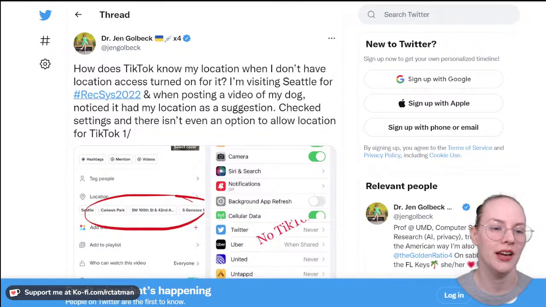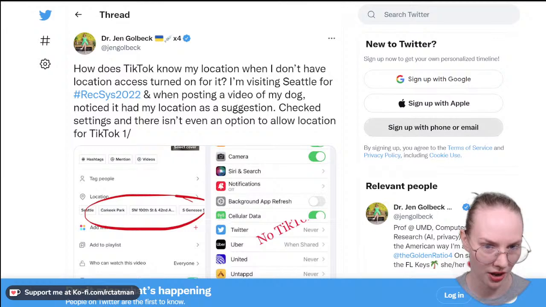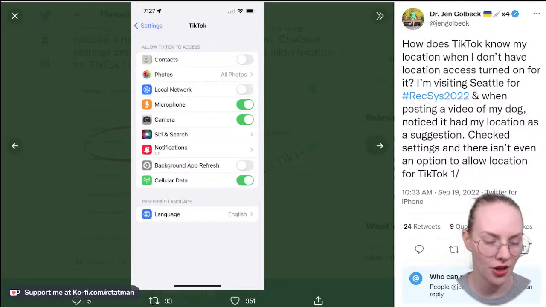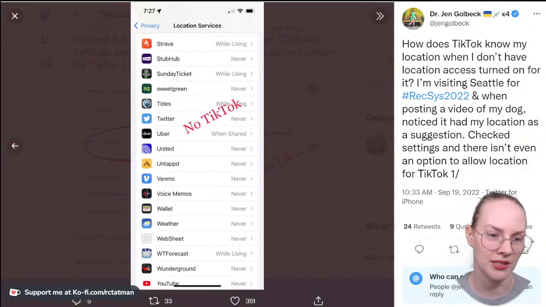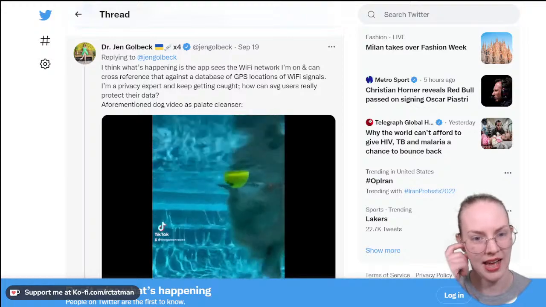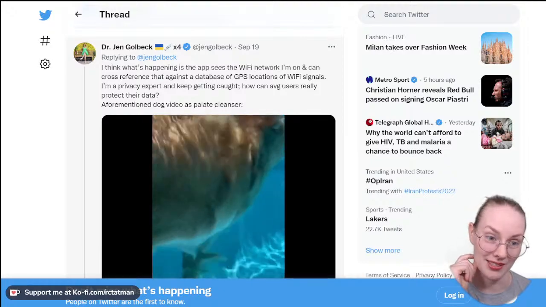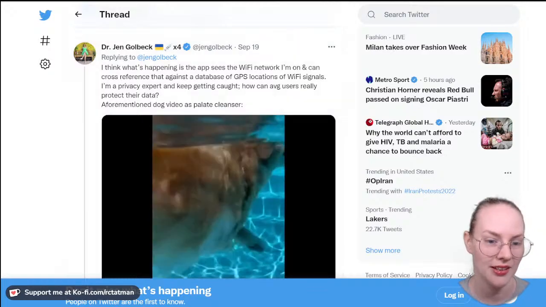And she noticed when she was trying to share a video of her dog that her location was being detected, even though location was off on her phone, and also it was not allowed to use location services. Her guess is that the app is using Wi-Fi networks and then cross-referencing against a database of GPS locations of Wi-Fi signals. I'm a privacy expert and keep getting caught. How can an average user really protect their data?